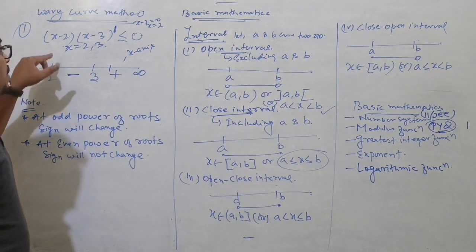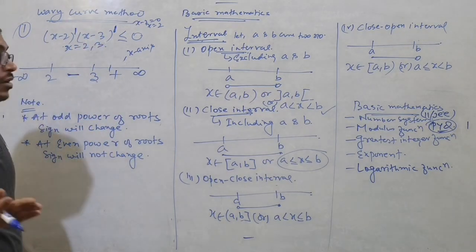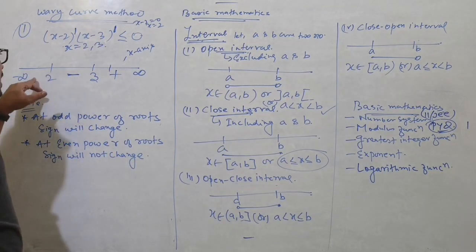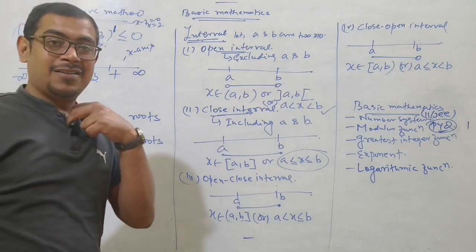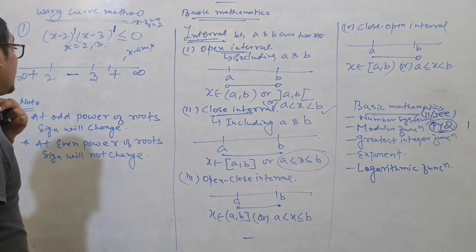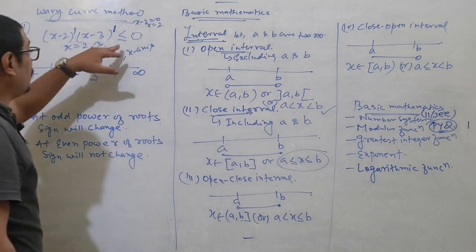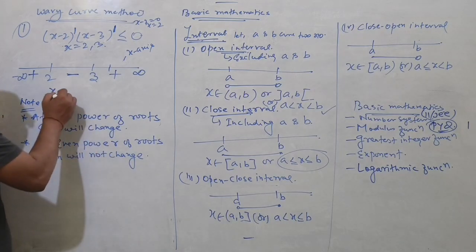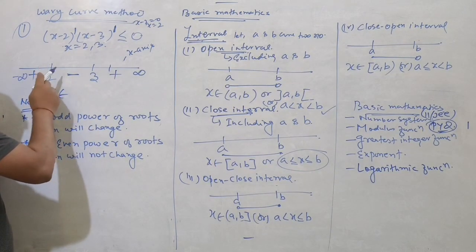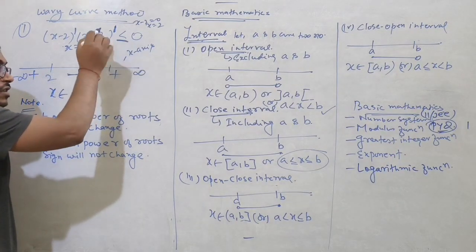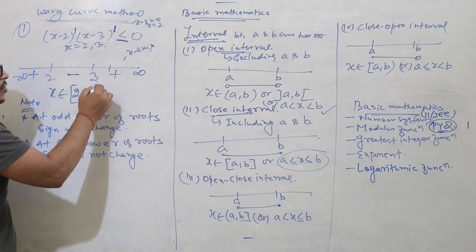Now 2 comes from here, and what is the power here? 1, that is again odd. Now the sign changes from negative to positive. Now this is your solution, which we got just previously. So what can you say? Less than or equal to 0. What is the interval? Here 2 is included, because there is an equal to sign, and 3 is also included.